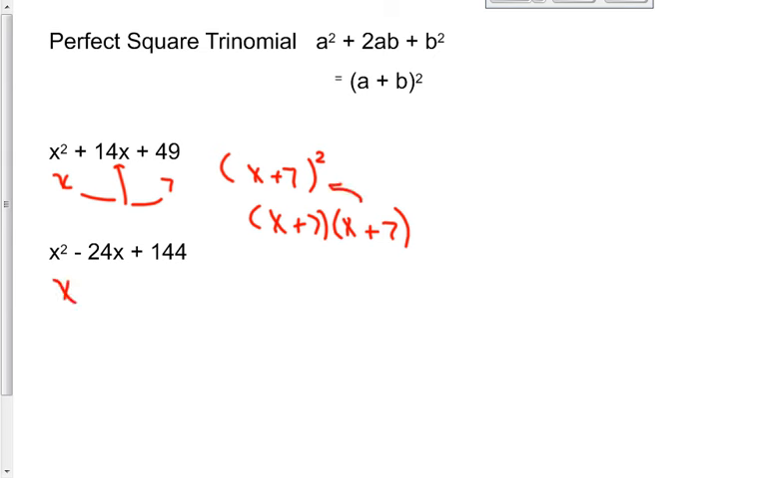X squared minus 24x plus 144. Perfect square on the x squared. 144 is a perfect square, 12. Can I multiply these two together and double them to get a 24? Yes, which means this one will be x minus 12 squared. Why the minus sign? This one started with a minus sign in the middle. Whatever sign you have in the middle is the sign you're going to have in your answer.